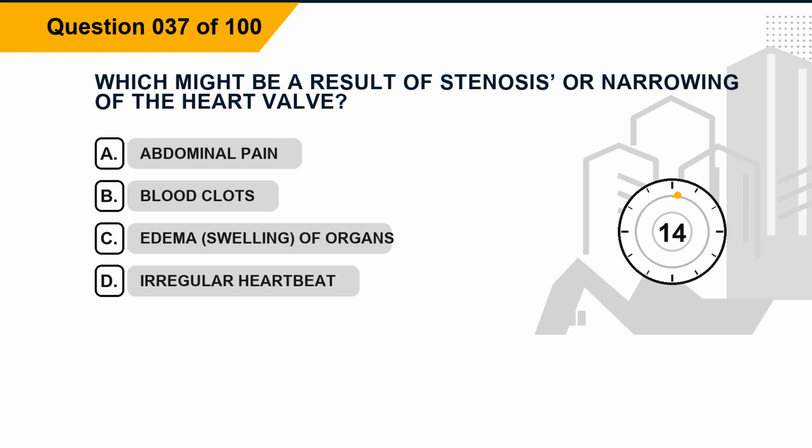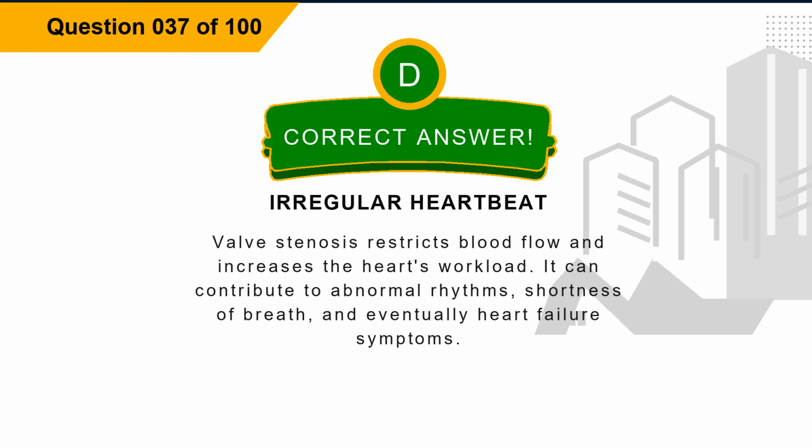Question 37. Which might be a result of stenosis, or narrowing of the heart valve? Option A, abdominal pain. Option B, blood clots. Option C, edema, swelling, of organs. Option D, irregular heartbeat. The correct answer is option D, irregular heartbeat. Explanation. Valve stenosis restricts blood flow and increases the heart's workload. It can contribute to abnormal rhythms, shortness of breath, and eventually heart failure symptoms.